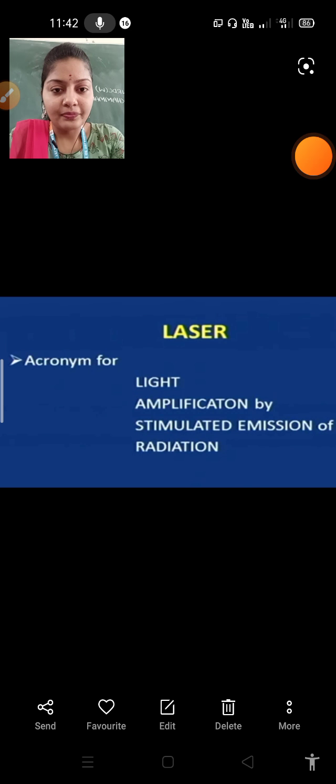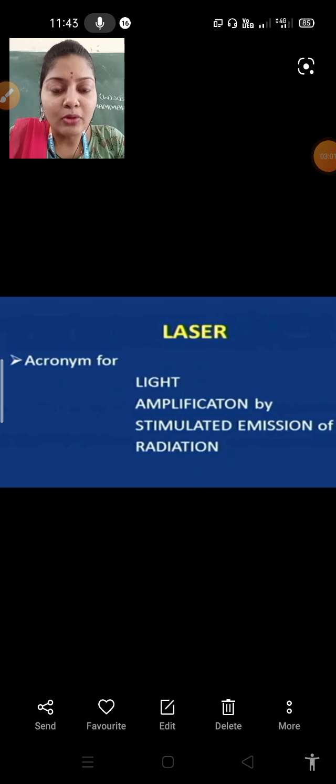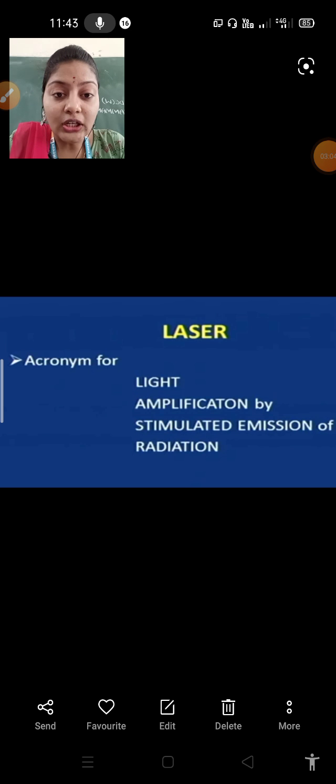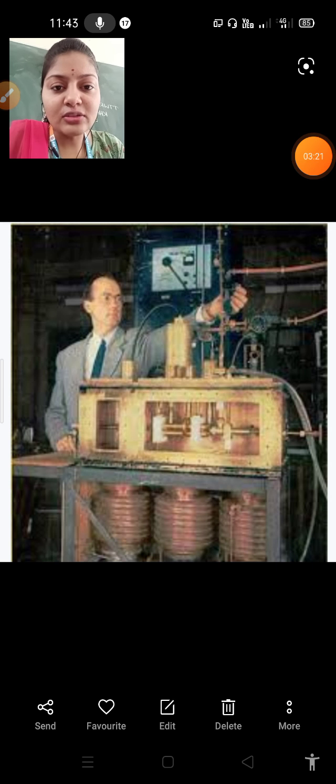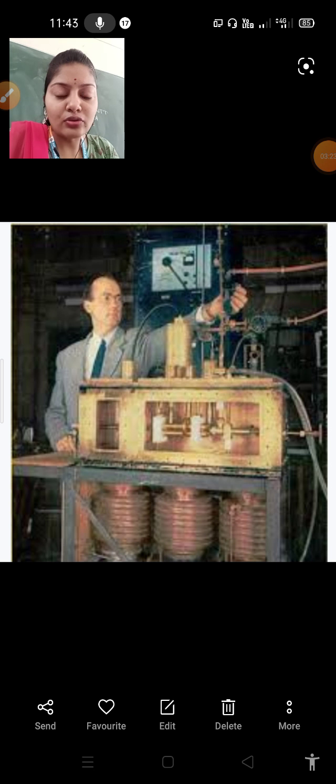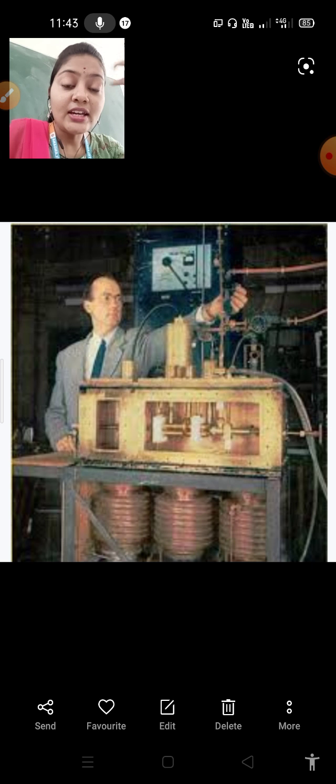Before going to explain about laser, first of all we need to know about maser. Maser means M-A-S-E-R, microwave amplification by stimulated emission of radiation. This maser was given by the scientist Charles Townes. In this picture we can see the scientist Charles Townes. In 1951 the maser was invented by Charles Townes.